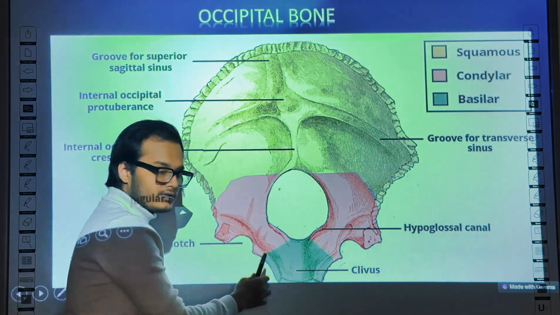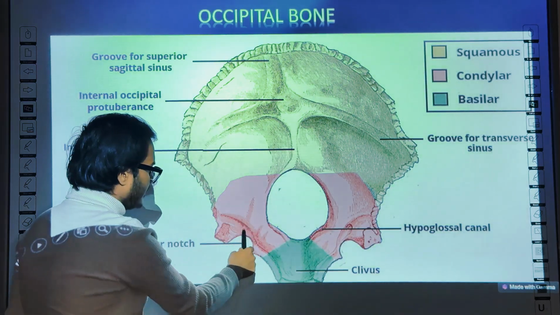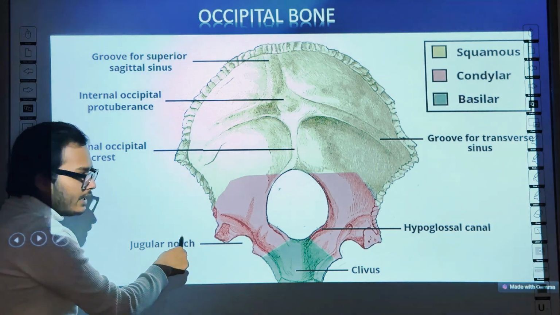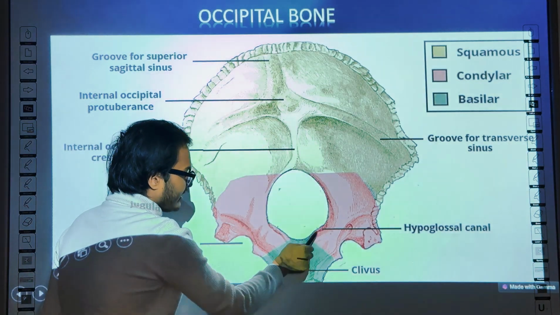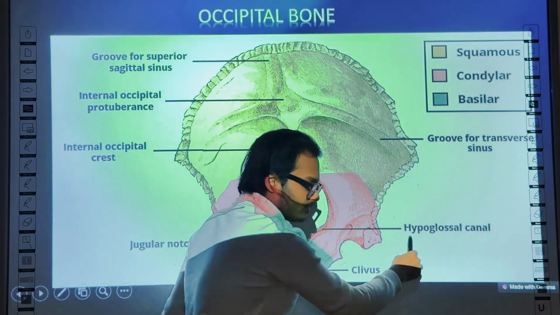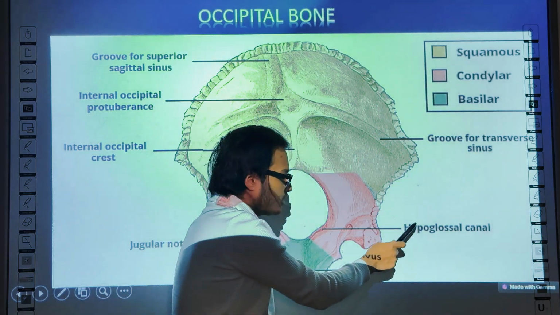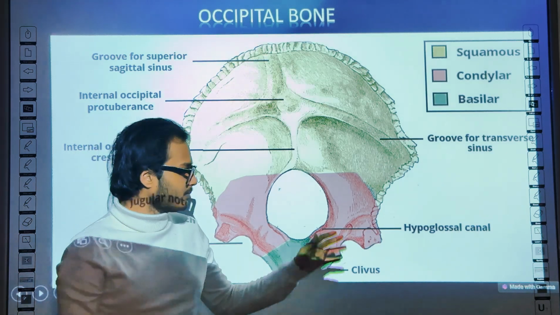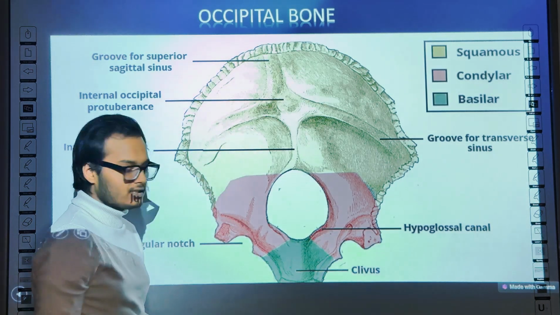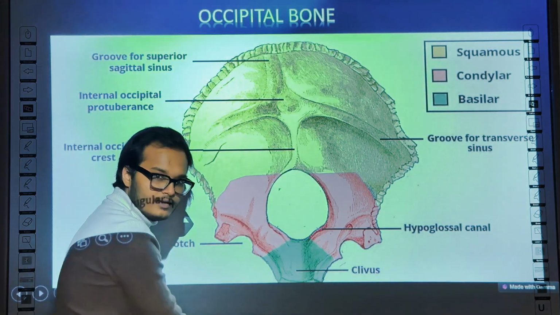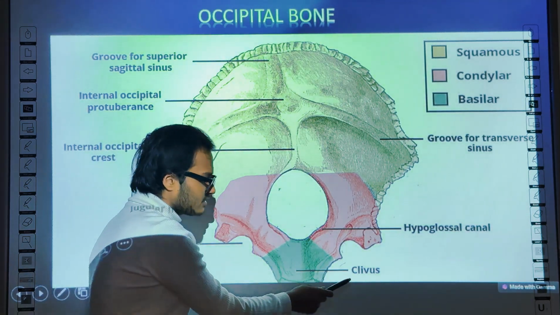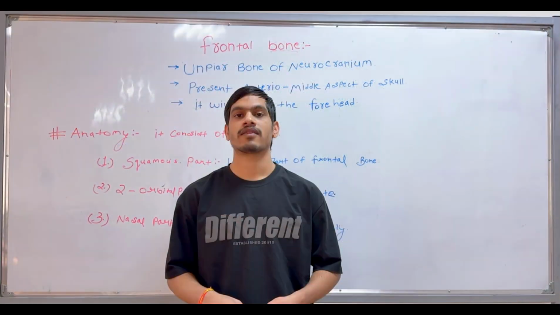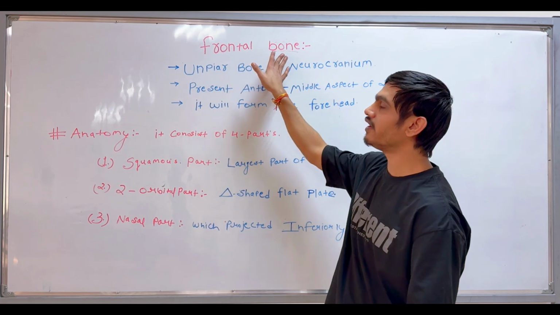Now we will talk about the condylar part. At its lateral side the jugular notch is present, and lateral to the foramen magnum the hypoglossal canal is present. Through the hypoglossal canal, the 12th cranial nerve, the hypoglossal nerve, passes. The last, third structure is the clivus, a ridge-like structure, and this clivus supports the medulla oblongata. Right, so now we will see the frontal bone.